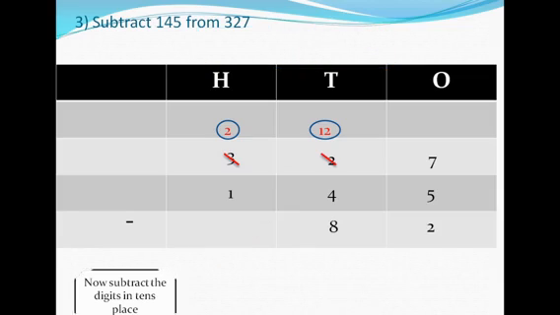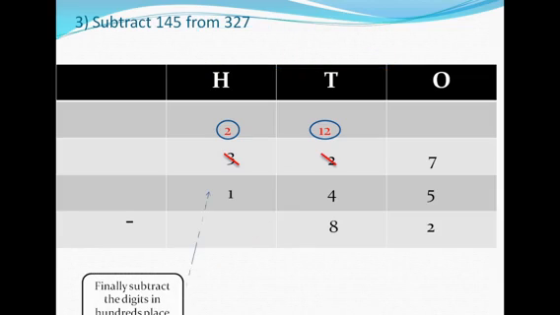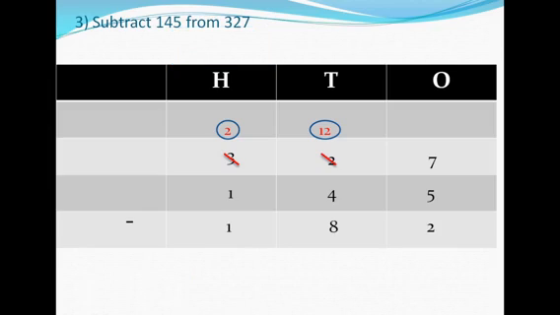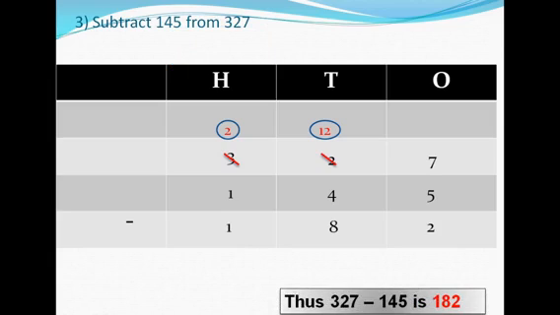Finally, let's subtract the digits in hundreds place. Since 100 was borrowed by the tens column, 200 is left. Here 2 is greater than 1. If you take away 100 from 200, we get 100. Therefore, we write 1 under the hundreds column. Thus, 327 minus 145 is 182.